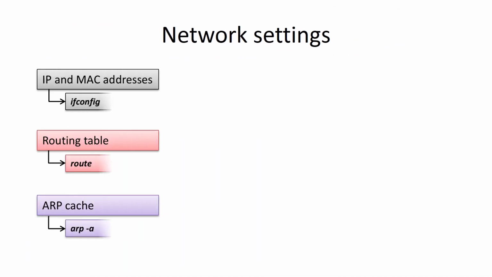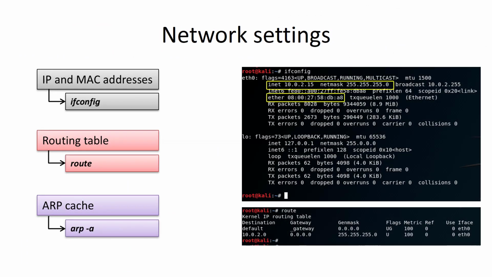If you are going to create a pivot point to other machines in the network, you should know everything about network settings. For example, a routing table will give you information about routers. ARP cache can provide the list of hosts which communicate with a compromised machine.